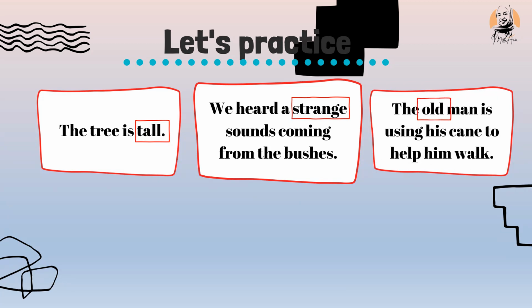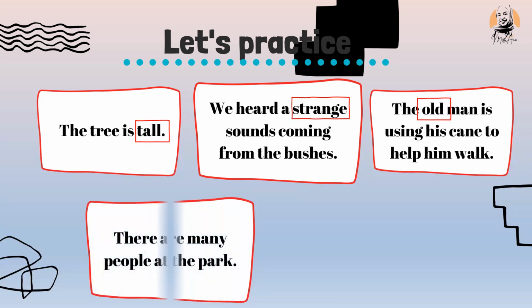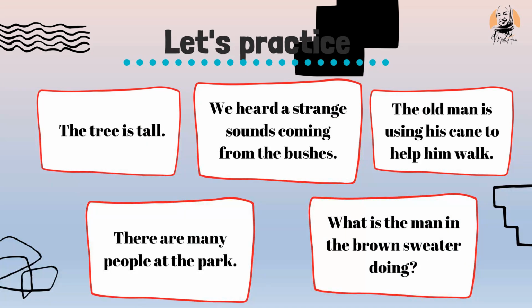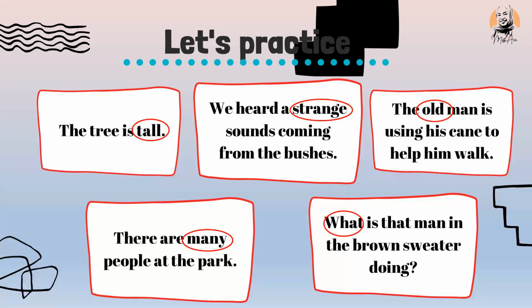Yes, easy, right? Old man. We want to talk about the man. He is old. Next, there are many people at the park. Yes, many people. Many is the adjective there. And last one, what is the man in the brown sweater doing? There are two. Please identify the two adjectives. The first one is what, yes, and another one is brown. We want to talk about the color of the sweater. So what and brown are the adjectives in this sentence.